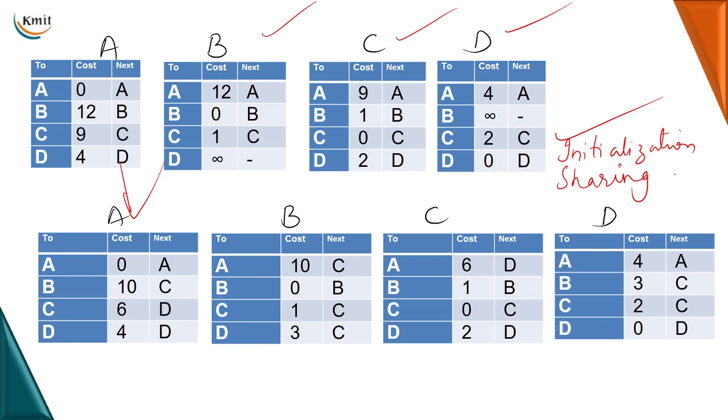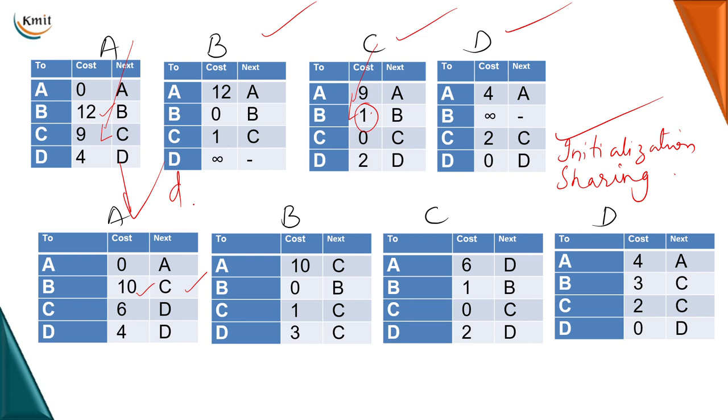Now you see A to A is 0. The distance from A to B is 12, which seems to be more. Let us make use of its neighbors. For example, C can reach B with a cost of 1 and A can reach C with a cost of 9. So if I add up 9 plus 1, I can reach B with a cost of 10 via C instead of this cost 12. So how did it happen? Because I came to know that my neighbor C can reach B with a cost of 1.